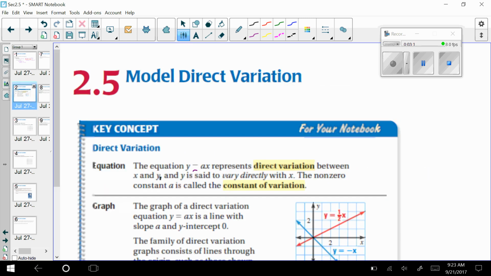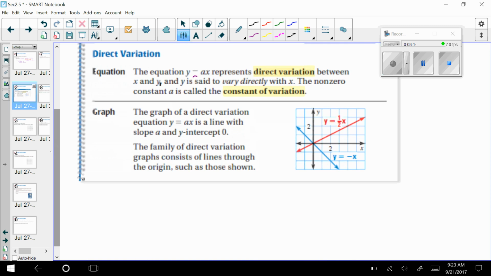So here, instead of saying our slope-intercept form, y equals mx plus b, we don't have a b here because our y-intercept is always at the point of origin, which is 0, 0. So our y-intercept is 0. And our slope, or our rate of change, instead of calling it our slope, we're going to call it our constant of variation. So y equals mx plus b becomes y equals a times x. And our b is 0, so plus 0.